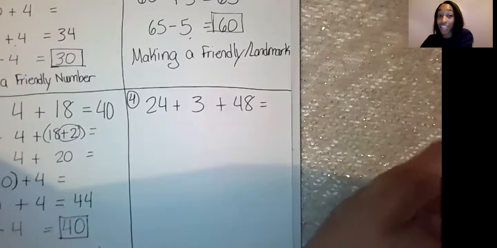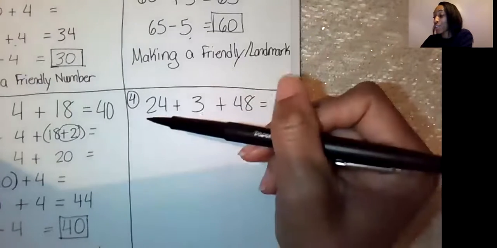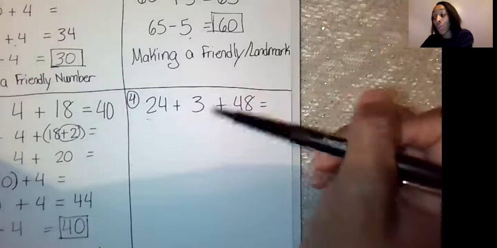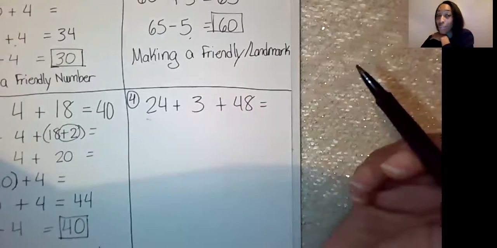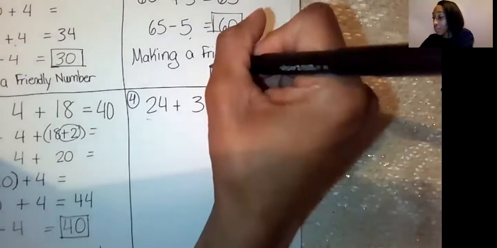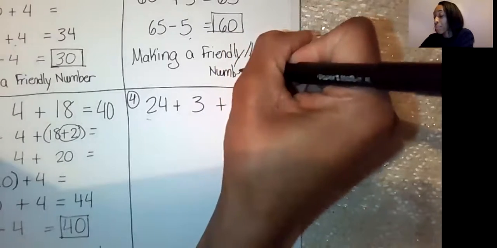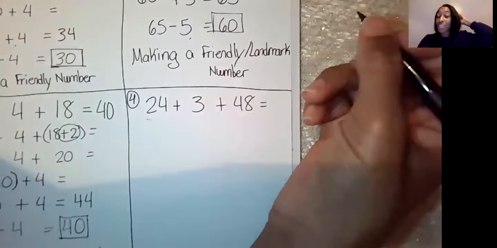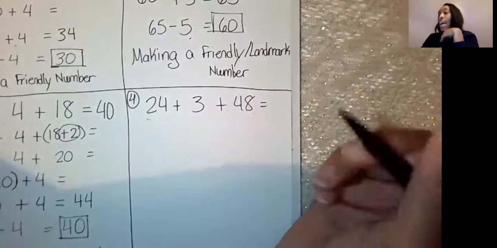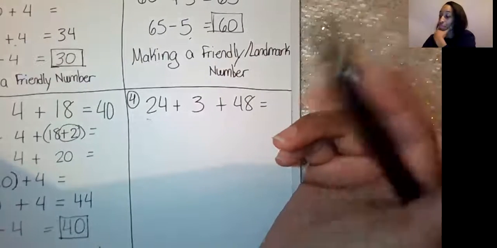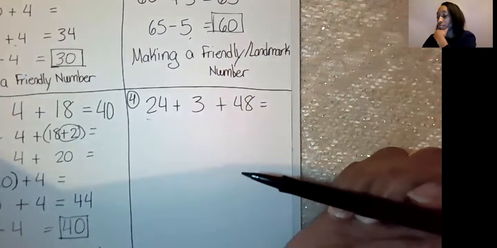These add-ins, there's high add-ins, there's lower add-ins, there's a small add-in. I'm gonna use my strategy of still making that friendly landmark number because it's easier to add with 0. So let me see what I can bring, or even if I break it apart and add up in chunks, I could do that too.